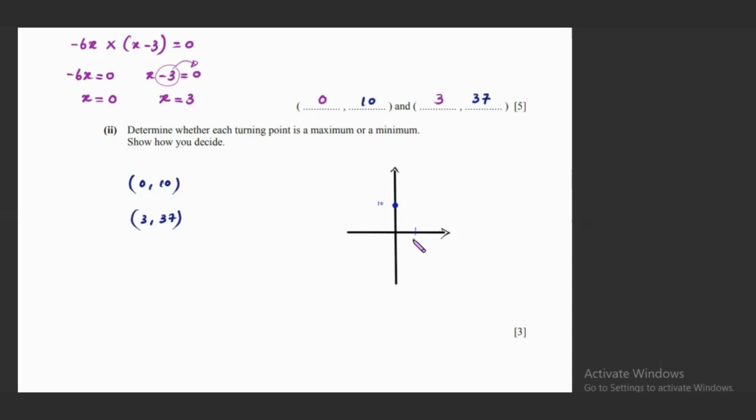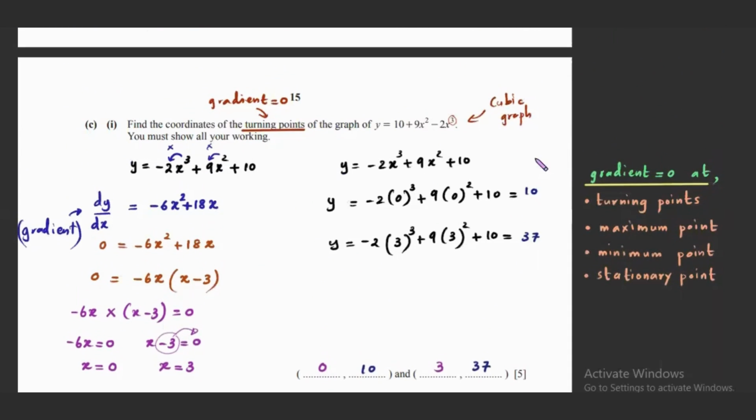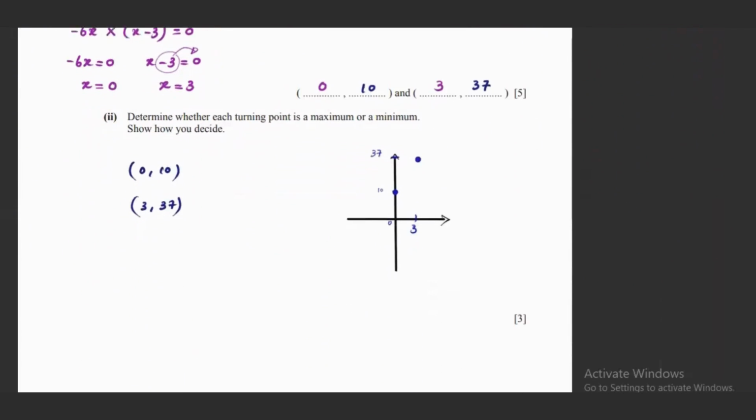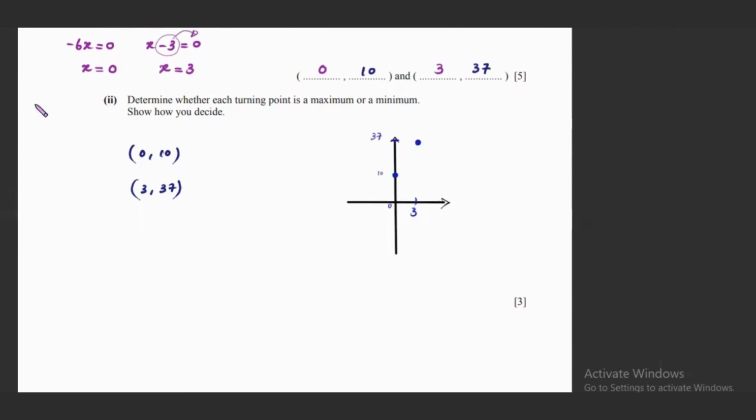So this is 0 and 10. 3 and 37 means this is 3, and 37 will be somewhere over here, I'll just mark it as 37. This is just a small sketch that I'm trying to draw. According to the question, this is a cubic graph, which means if I try to graph this, the graph would look like this, because this is going to be the lowest and this is the highest.